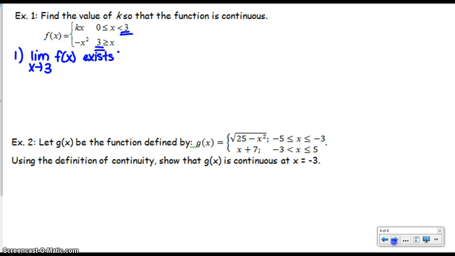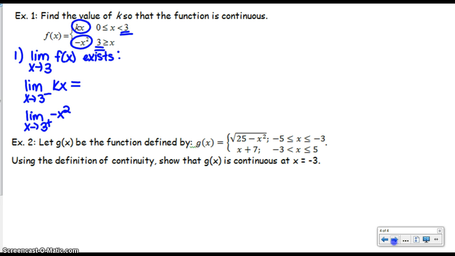And the way we're going to do this, because this function has two separate pieces, we're going to check the left-hand limit and the right-hand limit. So we're going to do 3 from the left and 3 from the right. Now, 3 from the left means less than 3. So when we are less than 3, the function is equal to kx. So I'm going to put a kx here. And when we're greater than 3, the function is equal to negative x squared. So the limit from the right, we're going to use negative x squared.